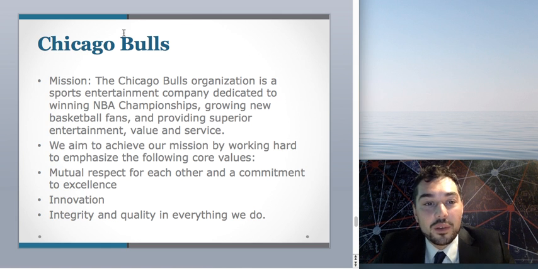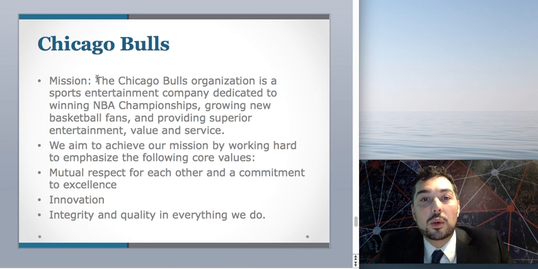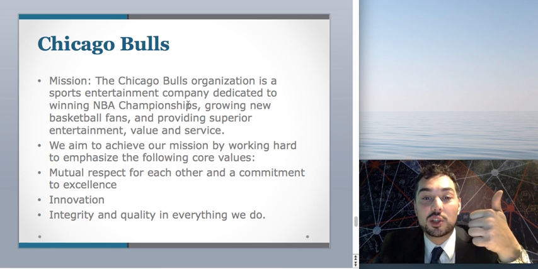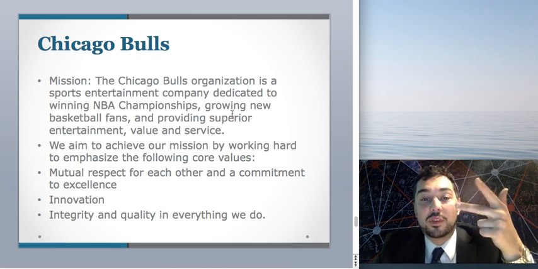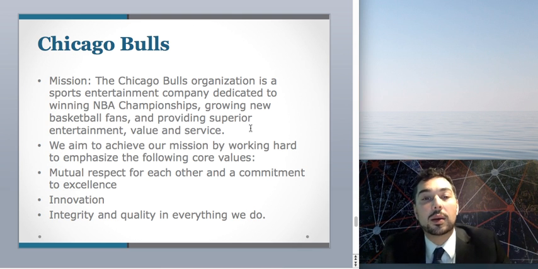Chicago Bulls, who don't have their vision here because their mission itself is concise enough. The Chicago Bulls organization is a sport entertainment company dedicated to winning NBA championships, growing new basketball fans, and providing superior entertainment, value, and service. So we talked about strategic priorities. They've included their strategic priorities as part of their mission statement. The strategic priorities are winning a championship, growing basketball fans, providing superior entertainment. Value and service are maybe an extra priority, but I think it falls under all of these things. If you do these three, then you will have value and service.